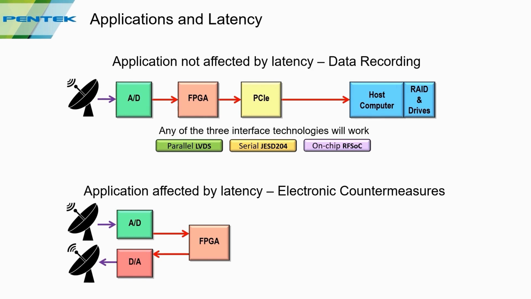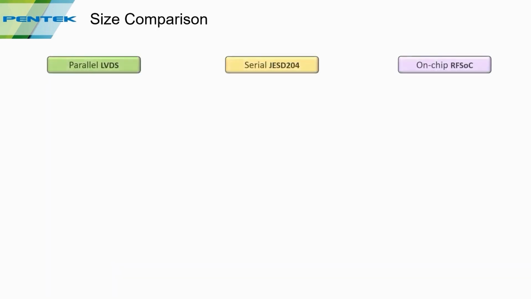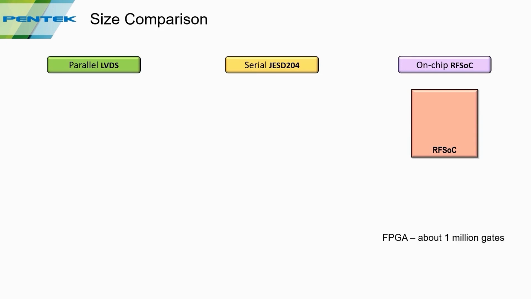So in this application, JESD 204 is a problem, and the only solutions really are parallel or RFSoC solutions. Okay, so let's compare the amount of physical space needed for each solution. FPGAs are available in different gate densities, and the FPGA fabric in the RFSoC contains about 1 million gates, which would be considered a high-performance FPGA.